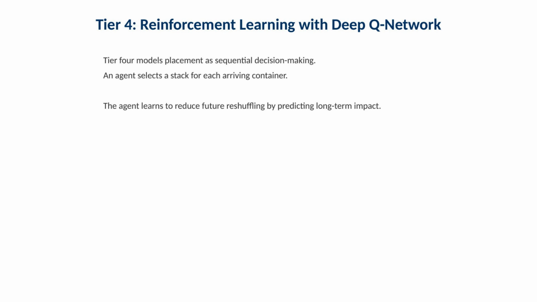Tier 4 models placement as sequential decision-making. An agent selects a stack for each arriving container. The agent learns to reduce future reshuffling by predicting long-term impact. Operationally, this helps when the environment is uncertain, and the agent must learn patterns from experience.